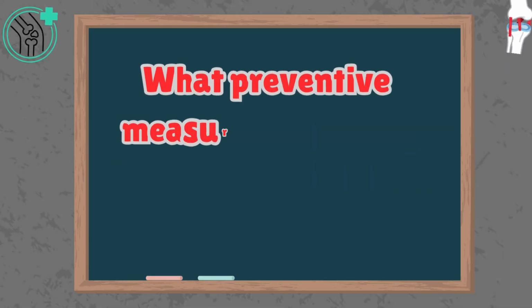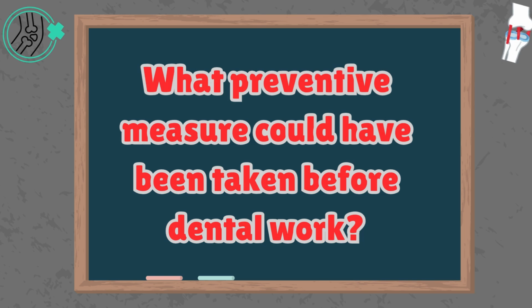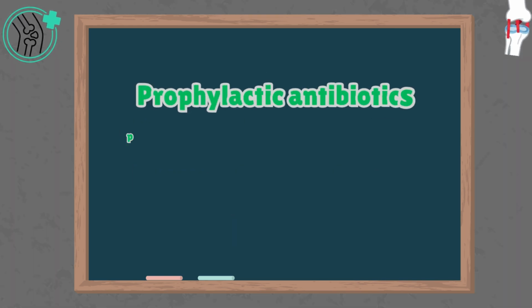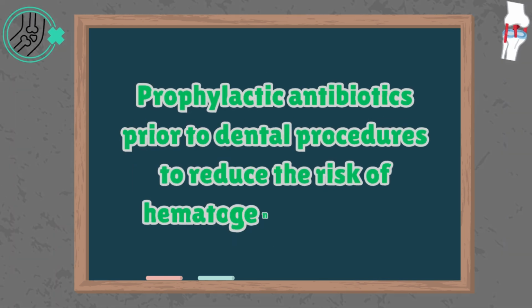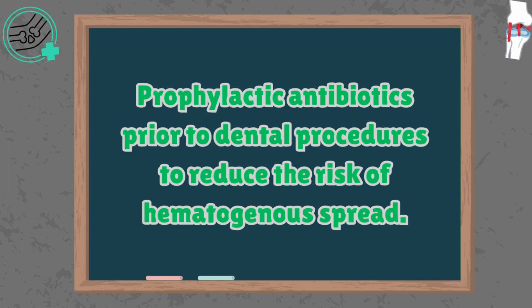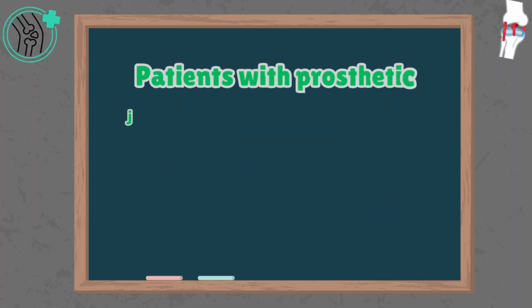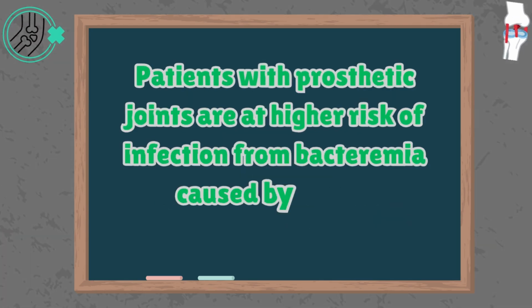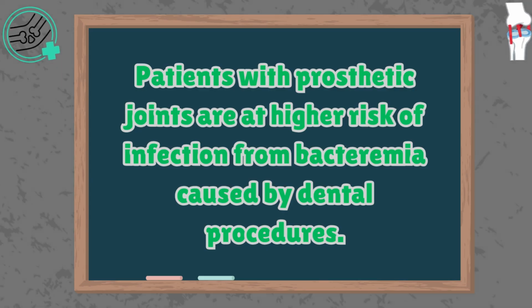What preventive measure could have been taken before dental work? The answer is, prophylactic antibiotics prior to dental procedures to reduce the risk of hematogenous spread. Patients with prosthetic joints are at higher risk of infection from bacteremia caused by dental procedures.